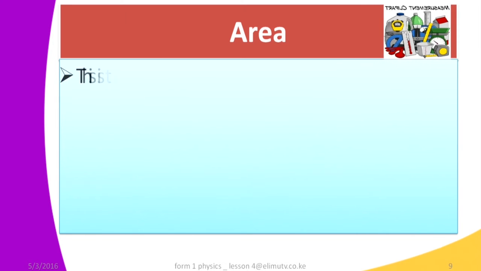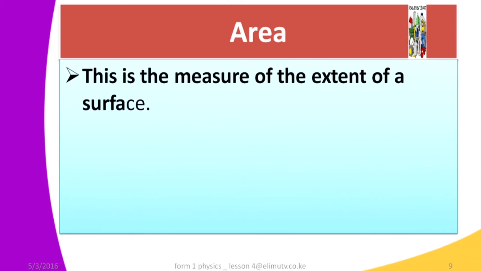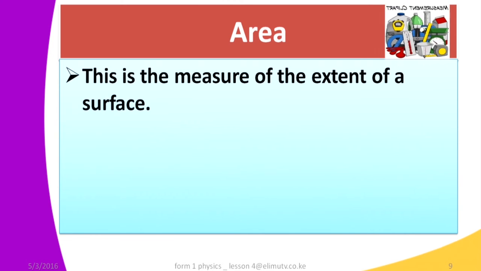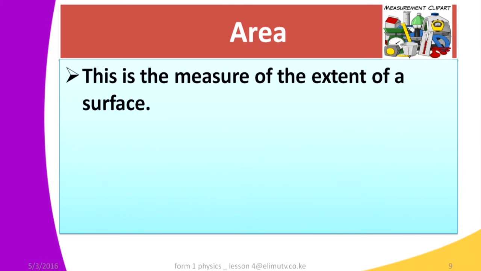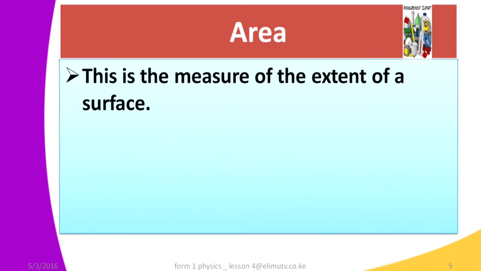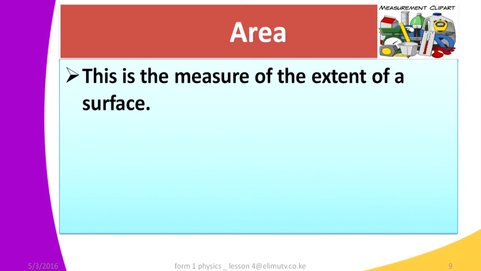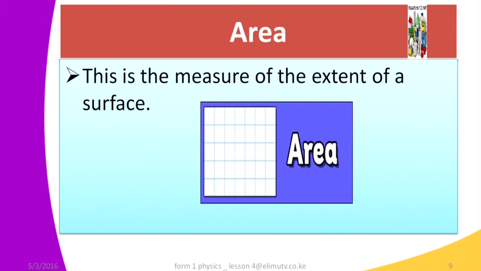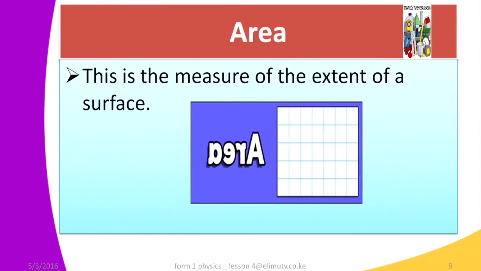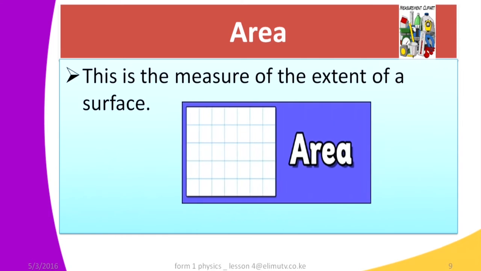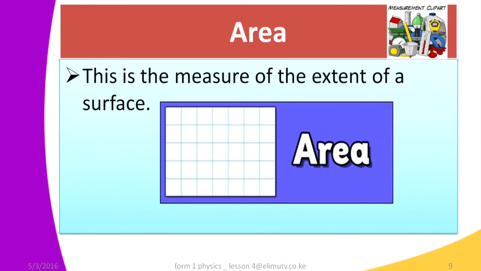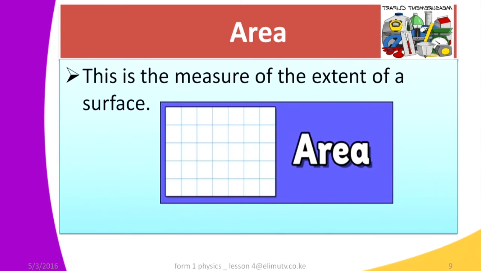This is the measure of the extent of a surface. For example, if you want to measure the extent of a floor, then the extent of the floor becomes our area. To help us understand, let's have a view at this. This is our area. We have a surface here that has some square units, and we can actually calculate that area. The extent of any given surface becomes the area.